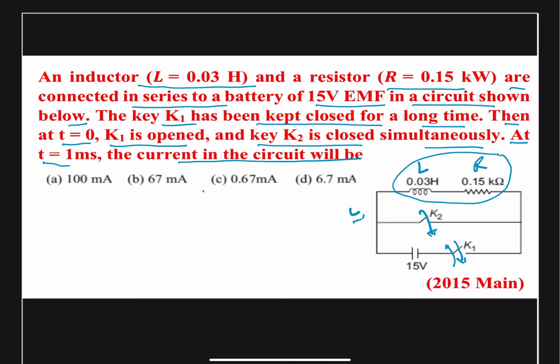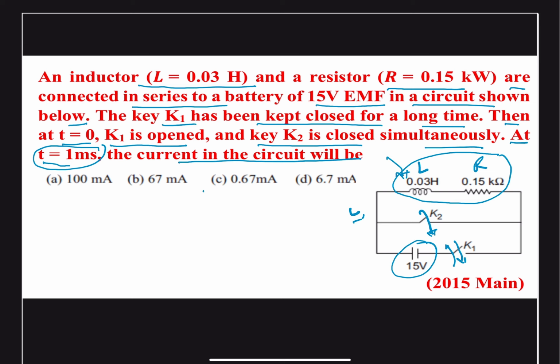And after some time, key K1 is opened and simultaneously key K2 is closed. And at that condition, L and R still in series, but now the voltage applied EMF is out of the picture. So we can easily find out, because now the current is going to start to decay exponentially based on the decay coefficient of this inductor. And then we can find out the current at t equal to 1 millisecond.